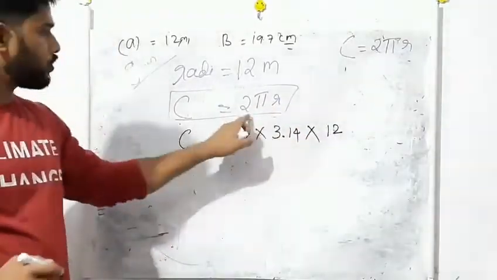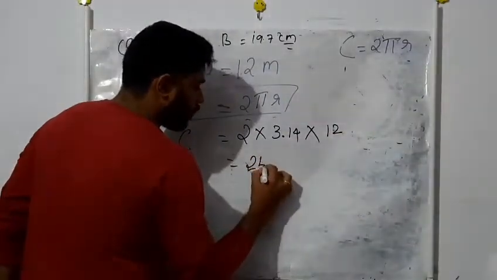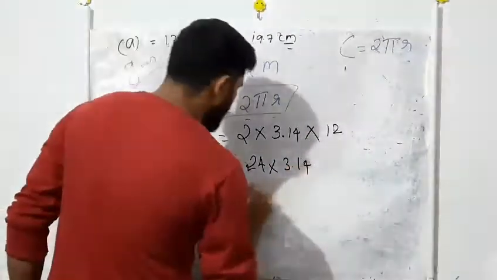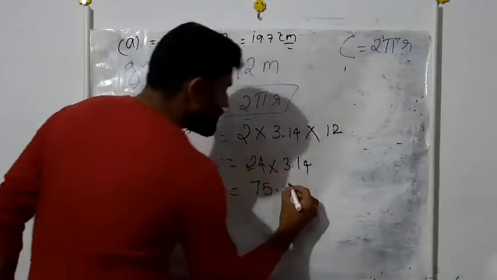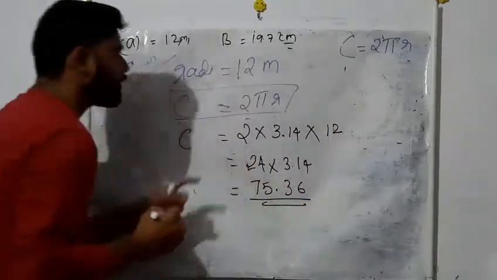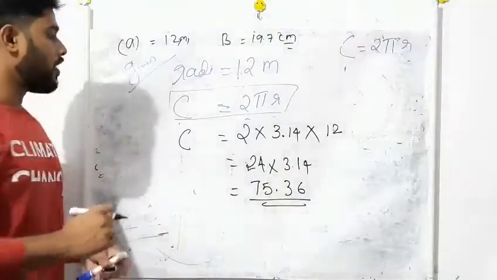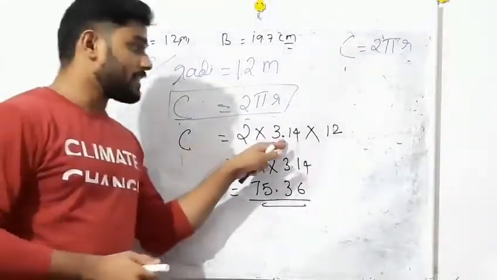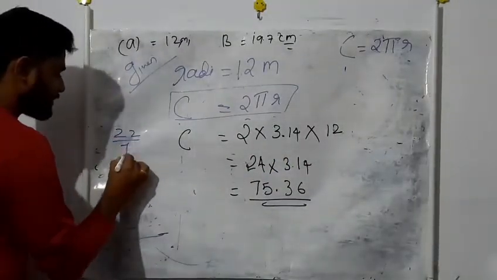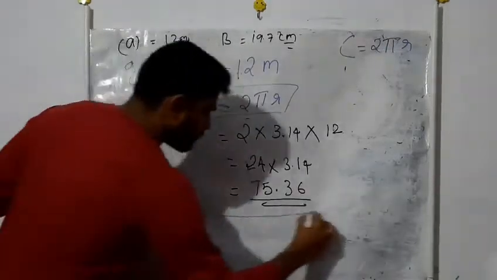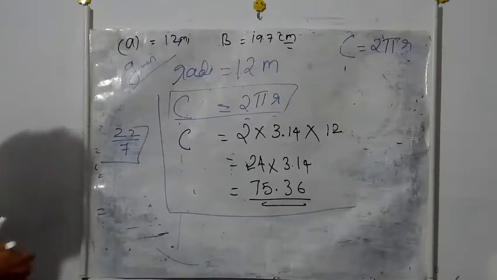Pi value 3.14, directly apply here like this. So 2 into 12, 24 into 3.14. The answer will be how much? If you multiply 24 into 3.14, you will get 75.36. Understood? Now, if you want, in the place of 3.14, you can use this value also. What's that? 22 by 7. For this question, I will do with this also, for your better understanding.